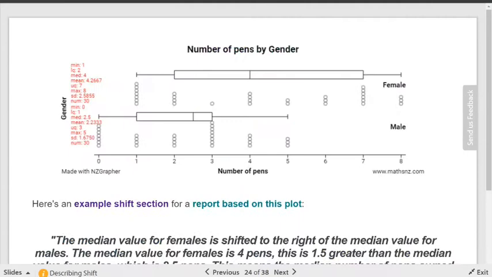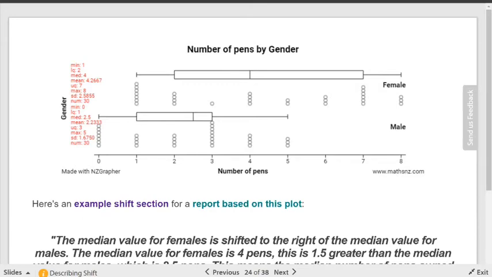Now, let's look at an example about how to write shift observations. They're very straightforward. So here we go. We have the number of pens by gender. They've polled some students and asked them how many pens they carry with them every day, and separated it comparing female and male, right? Here's the number of pens along the bottom, and here are all the summary statistics.